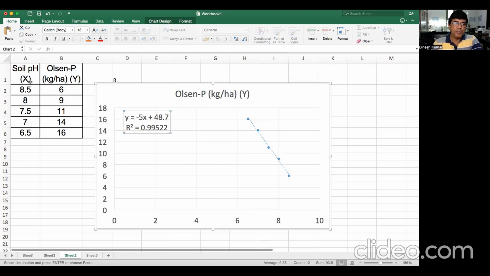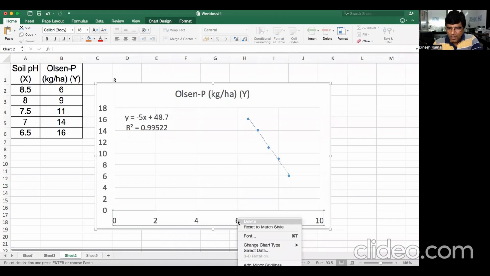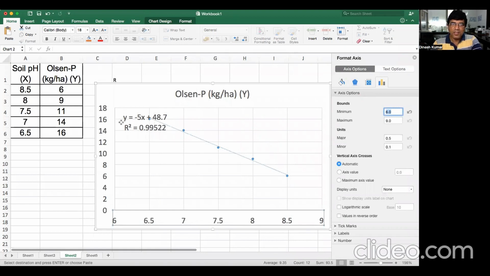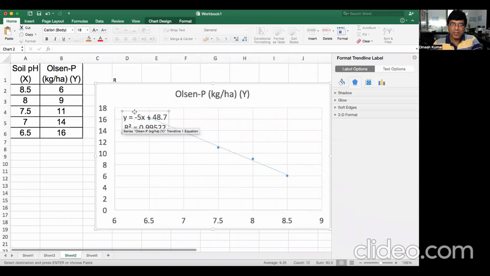And on the x-axis you have pH. So we can even start at 6 point something. So let us start with 6. You can see, select this axis and then format axis. Right click, format axis, and the minimum is 0. So you change this to 6. Okay, and then enter. So now you see the look is better. You see, data is same, but look is better.